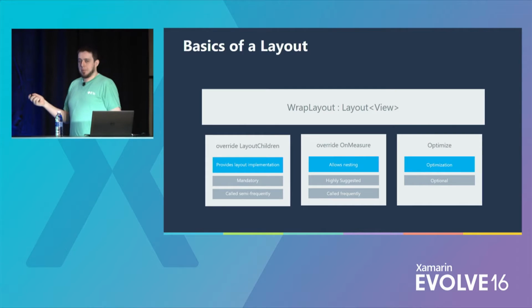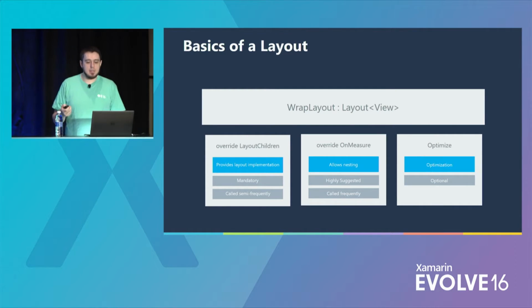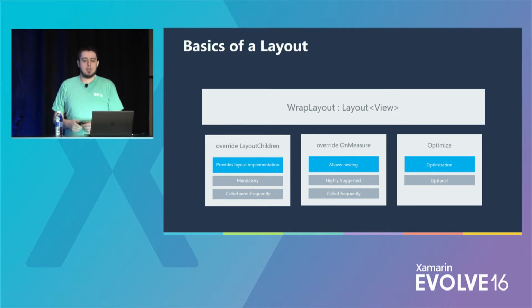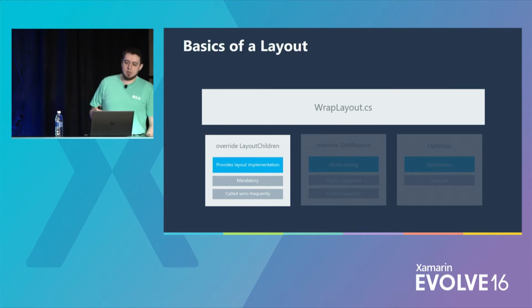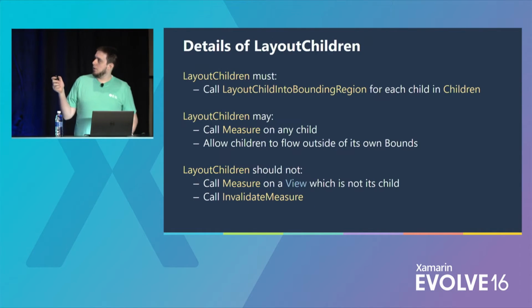And lastly, we're going to optimize. There are some optimization tips we want to make sure we have, and we're going to go through those. This is more or less optional, but there are quite a few things that we can do to make things a little bit faster along the way. So we're going to start by looking at LayoutChildren. And we're going to get into some code in a second, but first, there are some do's and don'ts.